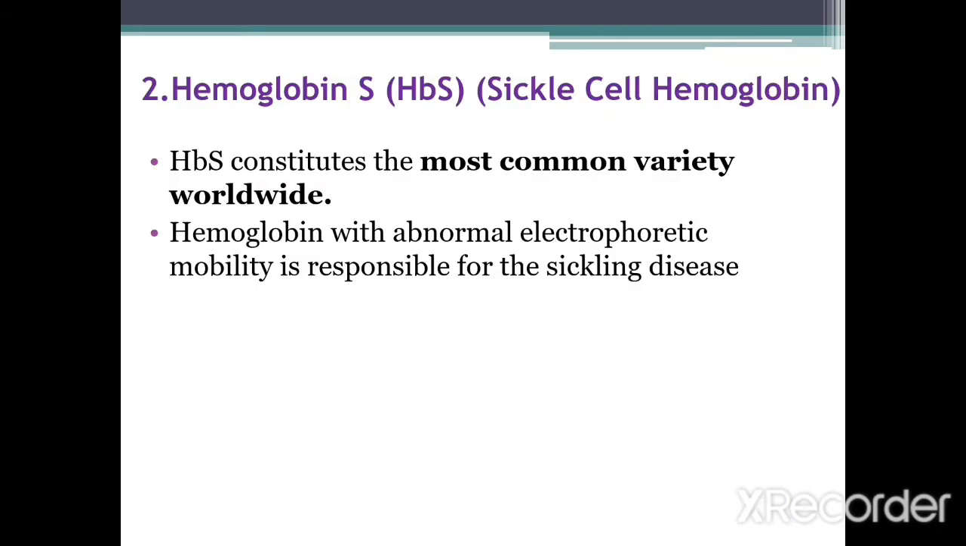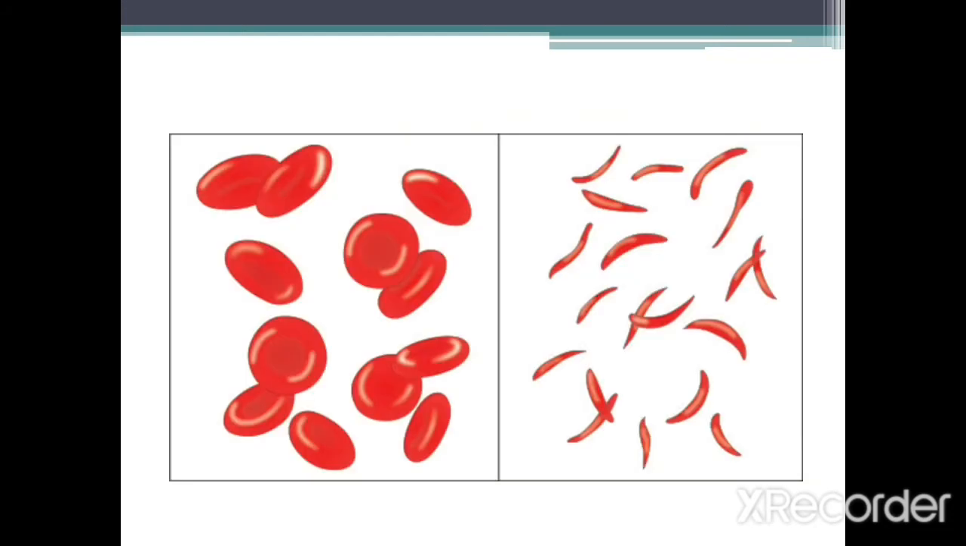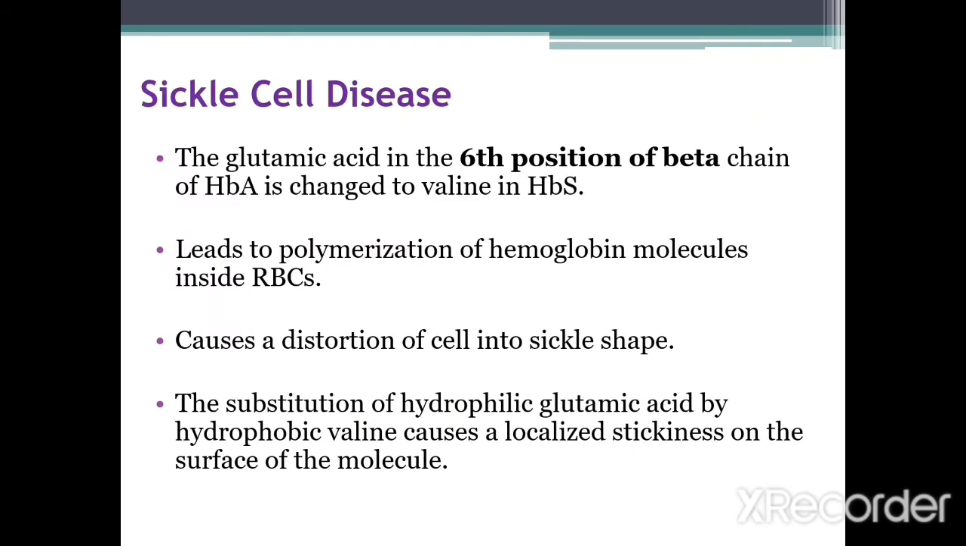Second question is sickle cell hemoglobin or HbS. It is the most common variety. Here hemoglobin with abnormal electrophoretic mobility is responsible for the sickling disease. The glutamic acid in the 6th position of beta chain of HbA is changed to valine in HbS. So, this will lead to the polymerization of hemoglobin molecules inside the RBC.